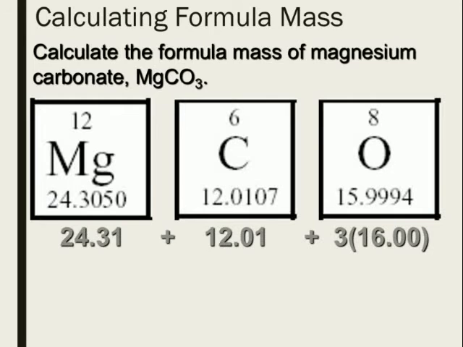And so we'll set up a calculation where we use the mass of 1 magnesium atom, the mass of 1 carbon atom, and the mass of 3 oxygen atoms. That's why we're multiplying 16 by 3. Carry out that multiplication first as per your order of operations, and then add those 3 values together. Come up with 84.32 AMU.